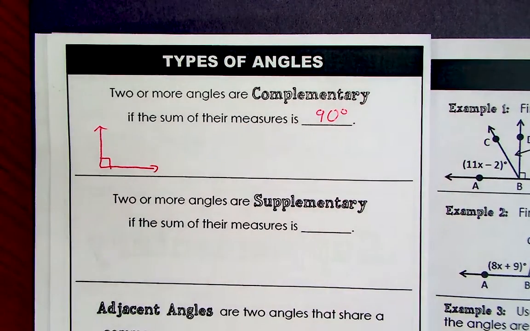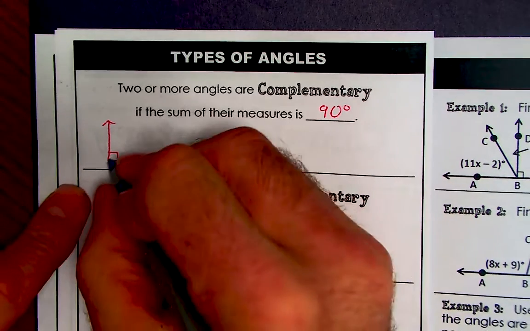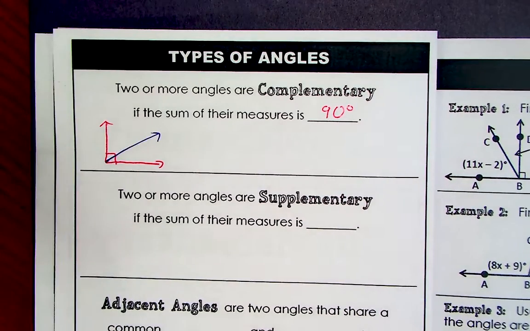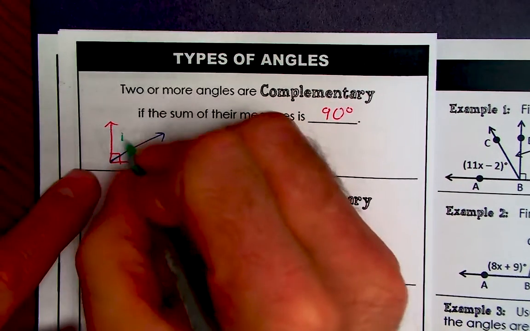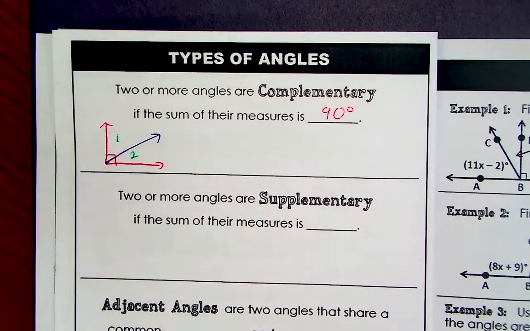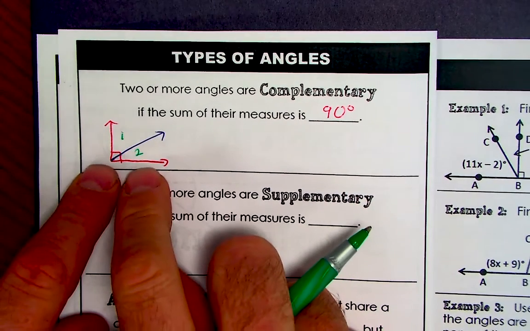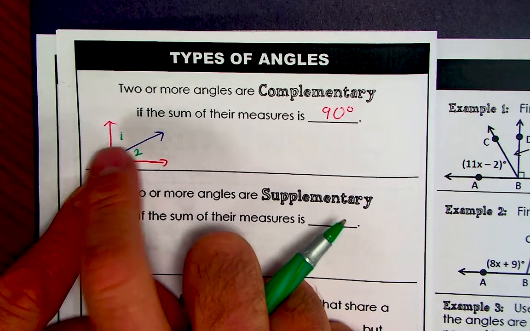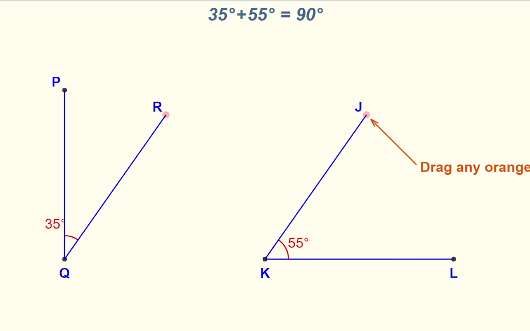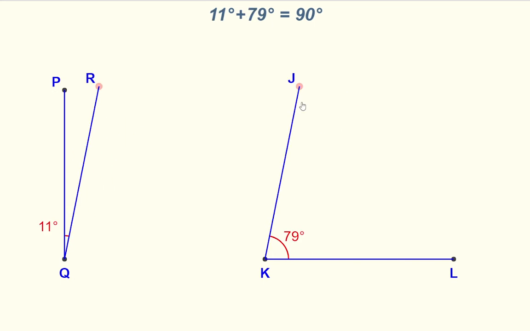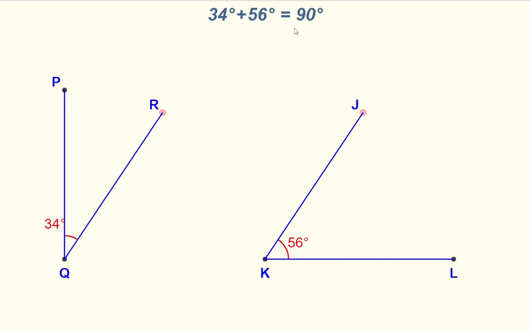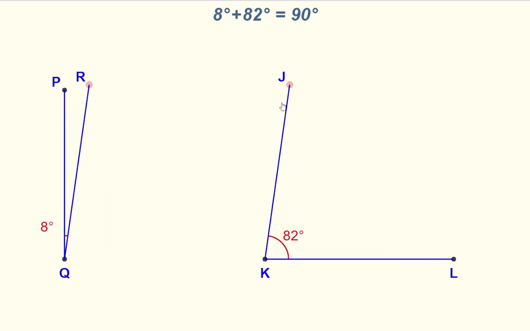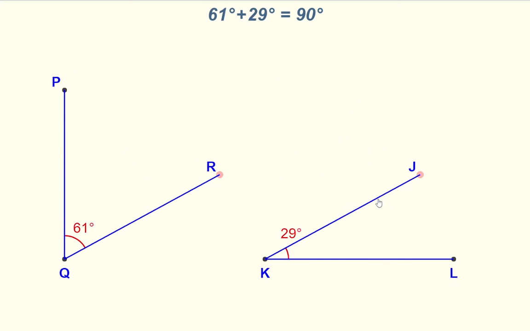Then we have that angle separated into two parts, let's say angle 1 and angle 2, and together those two angles add up to 90, so they're complementary angles. 2 is the complement of 1, and 1 is the complement of 2. Here we have a pair of angles: this one's 35 degrees, this one's 55 degrees, and up top it's showing you the sum. The sum of these two is always 90, which makes these two angles complementary.